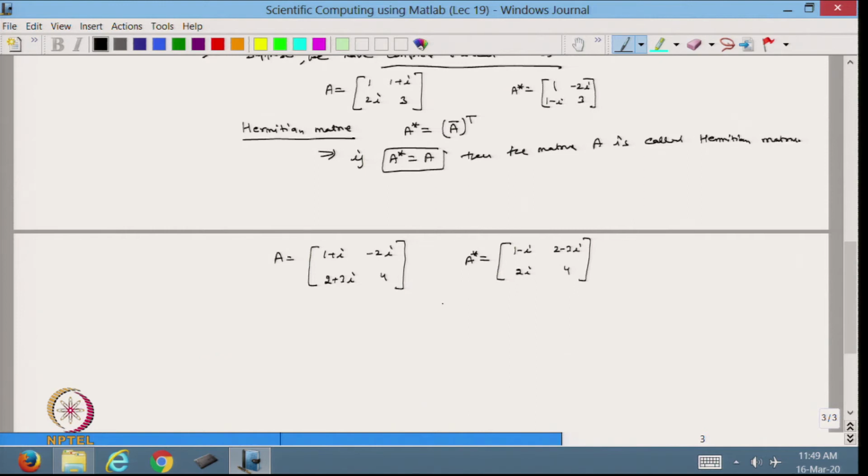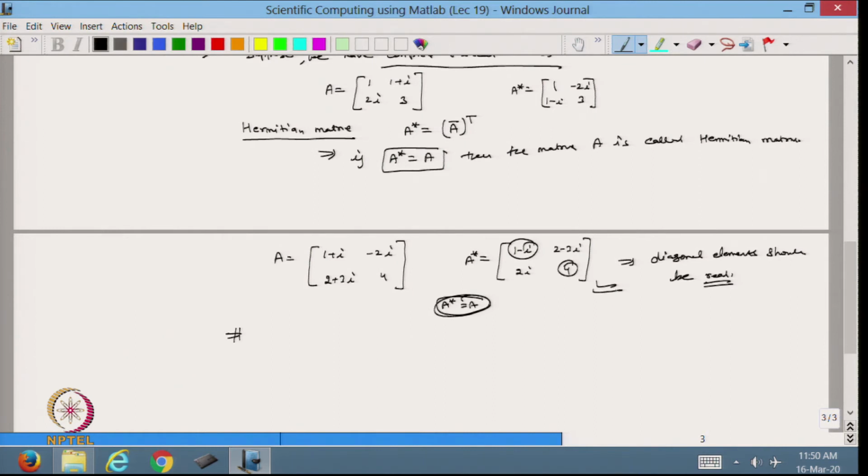So, if A star should be equal to A, then one thing is true: the diagonal elements should be the same, first of all. If I take the conjugate and the diagonal elements are complex, then definitely its conjugate will be different from the previous one. So from here one condition is true, that the diagonal elements should be real. The diagonal elements should be purely real, only then we can construct a Hermitian matrix.